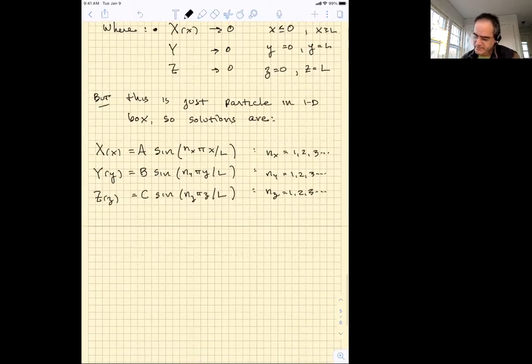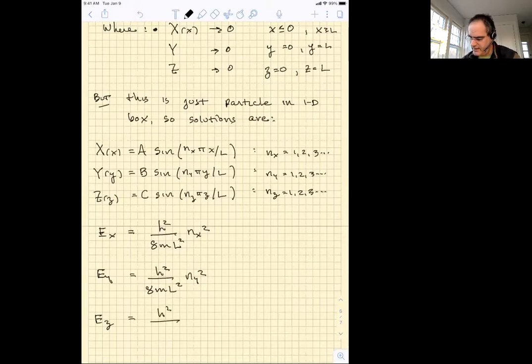But that's not all. In addition, we know that Ex can be written as h squared over 8m L squared times n x squared. And so on for Ey and Ez. Because once again, those are the energy solutions for the one-dimensional particle in a box. Okay?